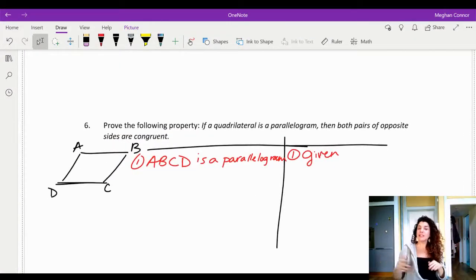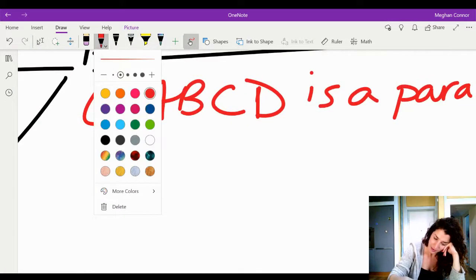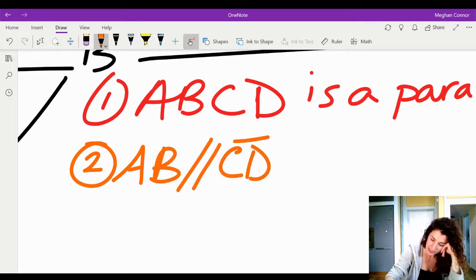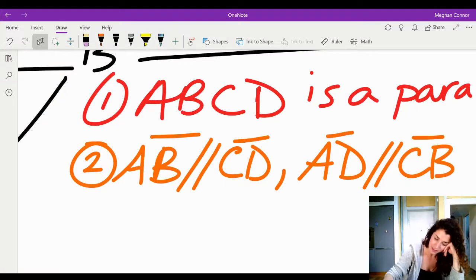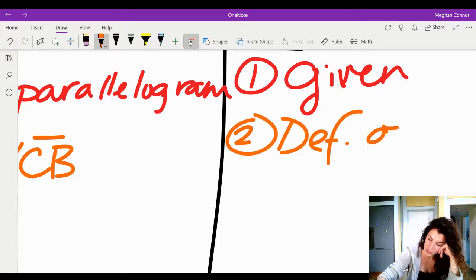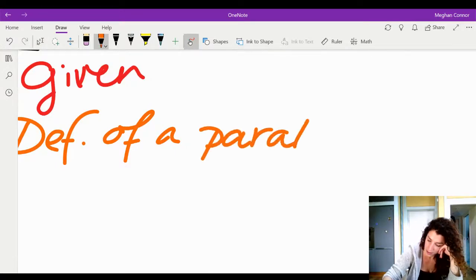Okay, so if I know that it's a parallelogram, then I know that opposite sides are parallel. I'm going to go ahead and label that here. AB is parallel to CD, and I know that AD is parallel to CB. And that's your definition of a parallelogram.